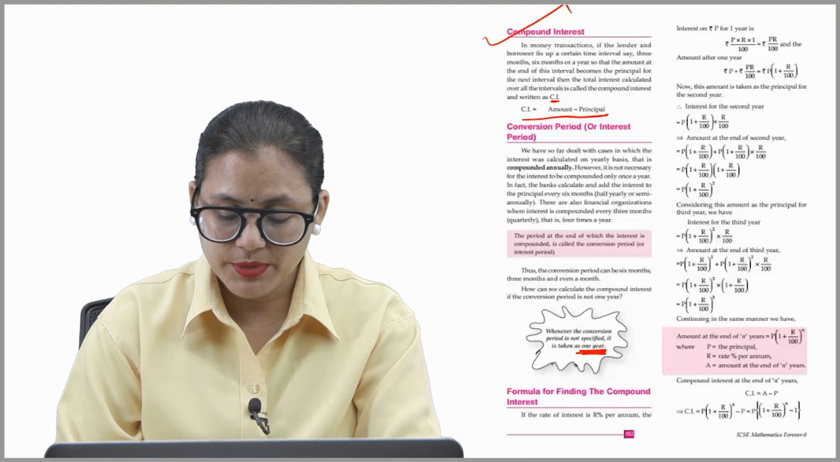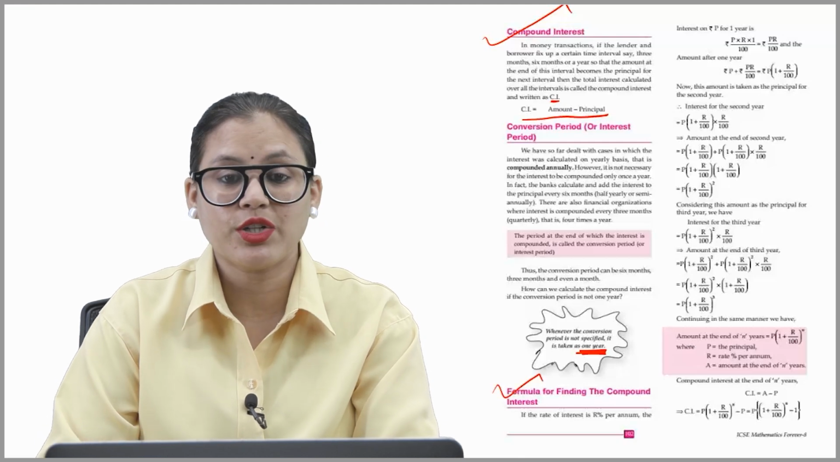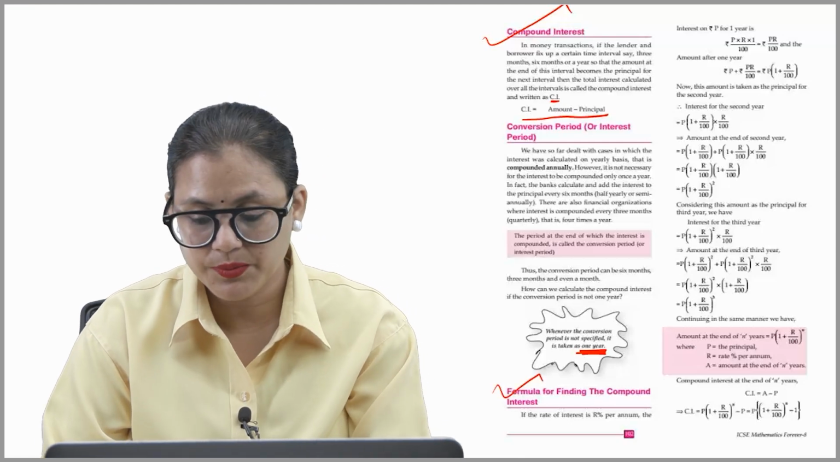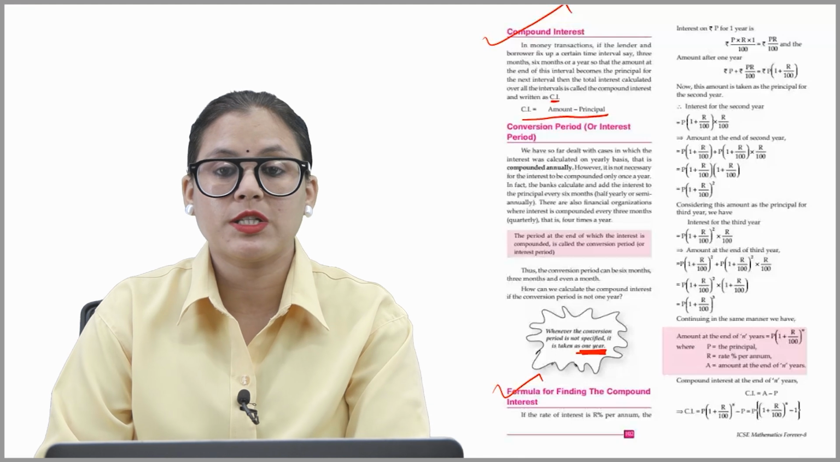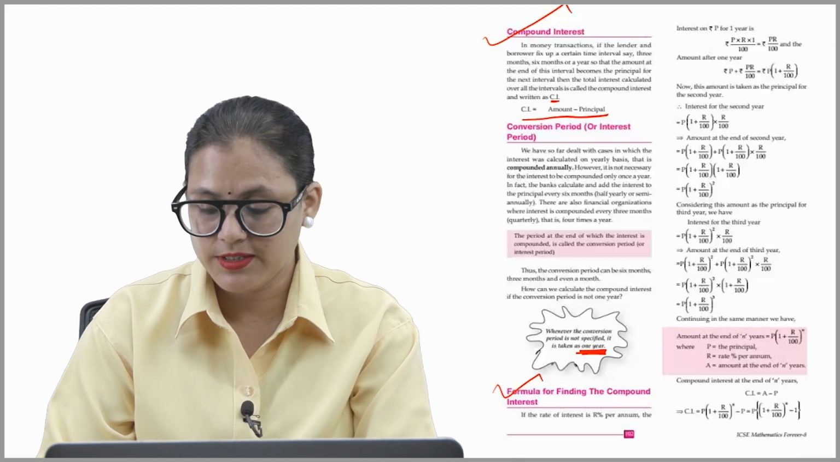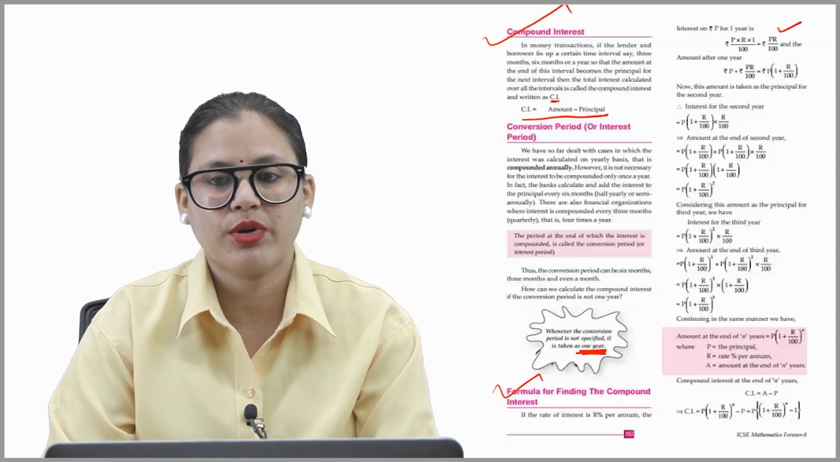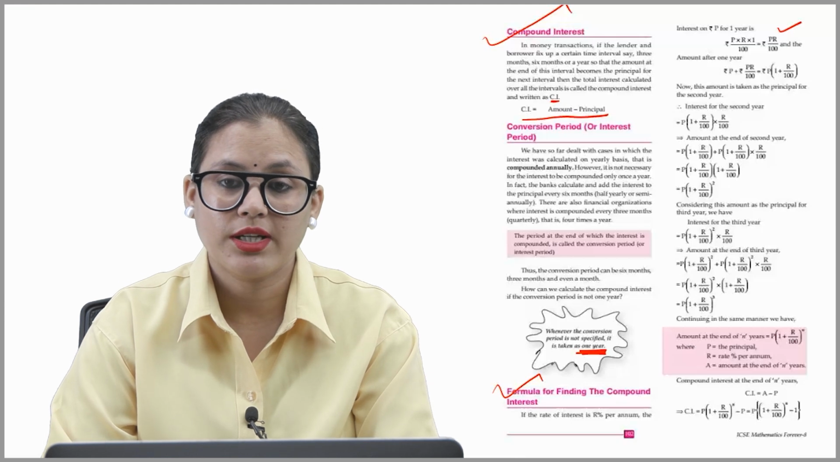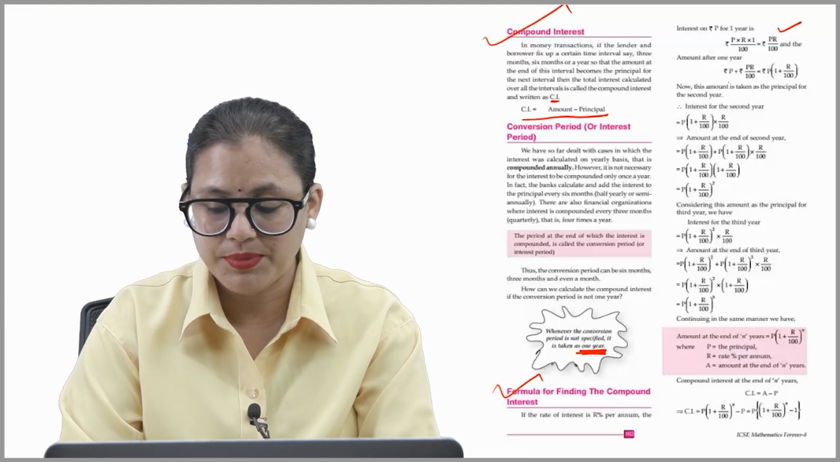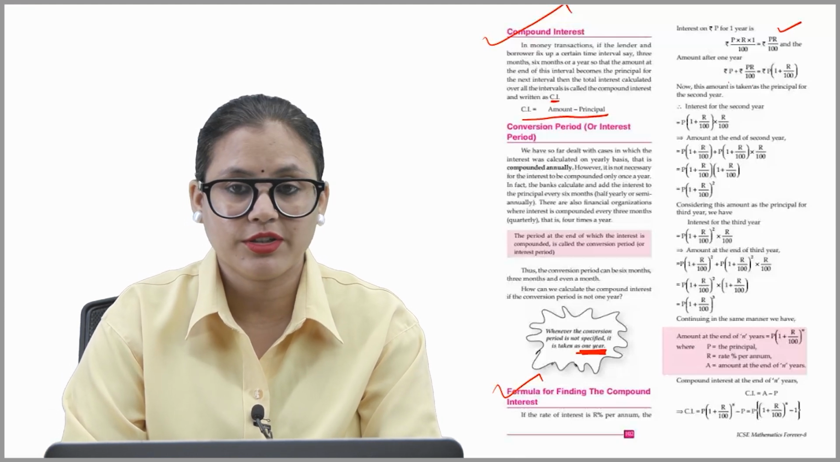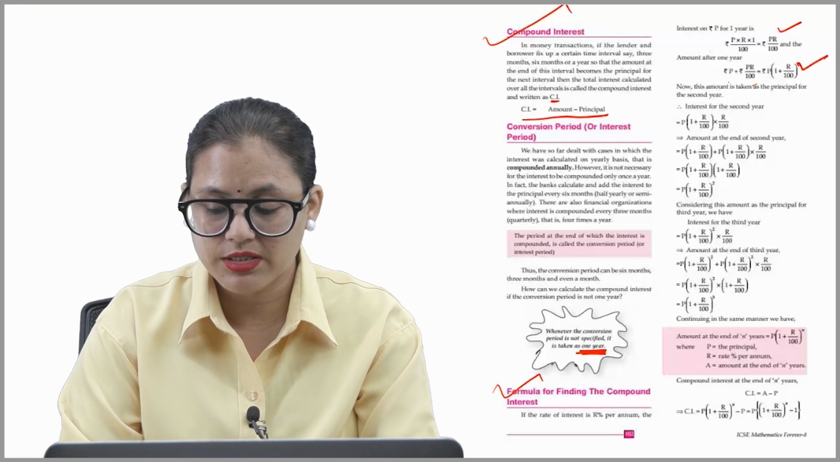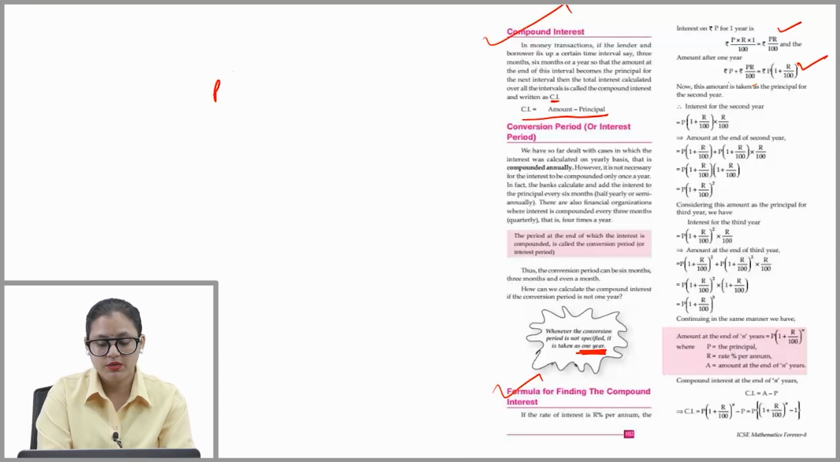Okay. Now, formula for finding the compound interest. If the rate of interest is R% per annum, the interest on rupees P for 1 year is rupees PR upon 100, and the amount after 1 year is what? P plus PR upon 100. Okay, from this we get this formula, P(1 plus R upon 100).